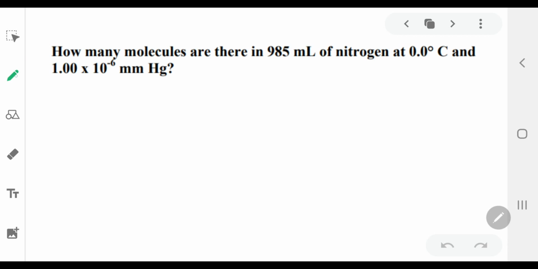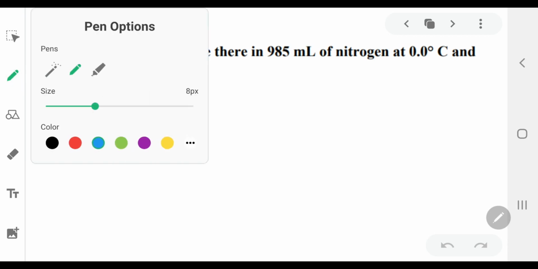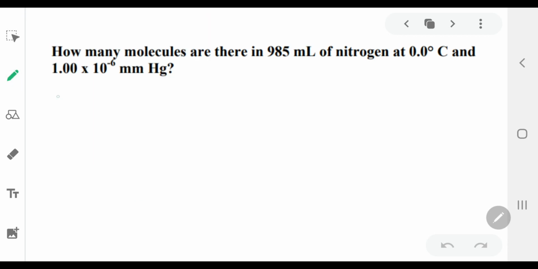Now, let's try one example over here. How are we going to use PV equals to nRT? Over here we have a very simple question. It gives you a few pieces of information and it wants you to find things. Okay, so first of all, what I like to do over here is to figure out what the question wants.